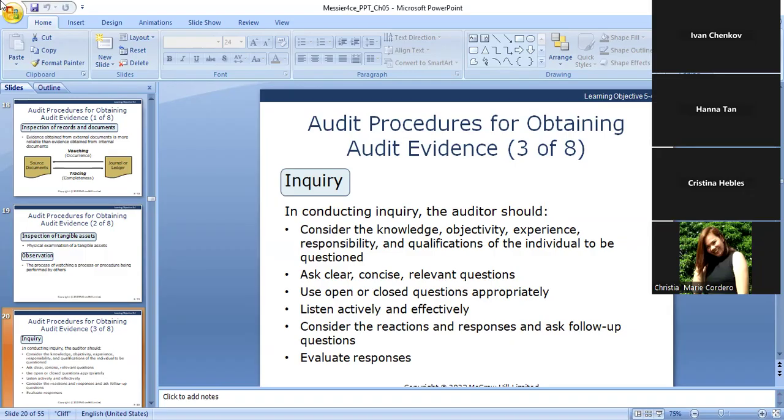Listen actively and effectively during the process of gathering the evidence. Consider the reactions and responses and ask follow-up questions. Again, you have to be an investigator, simply. When you ask the question and the person starts mumbling, jumbling, and something like that, that means he's trying to hide something. If he's trying to hide something, then you follow up with a question. Or at some point you have to stop with the questions and start doing some other techniques. And the last thing is to evaluate the responses.